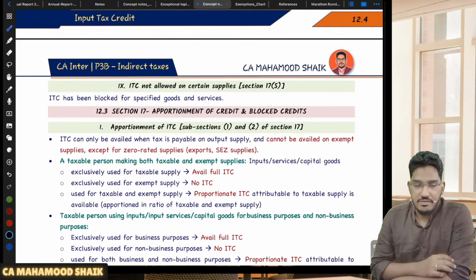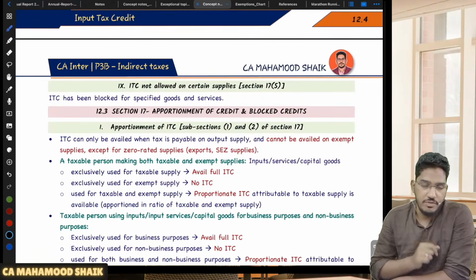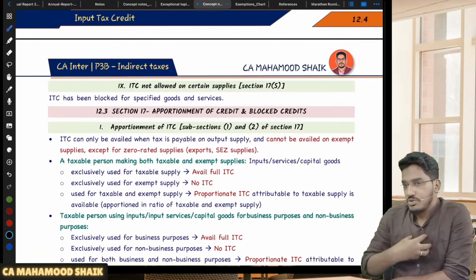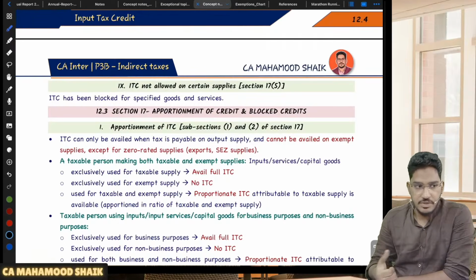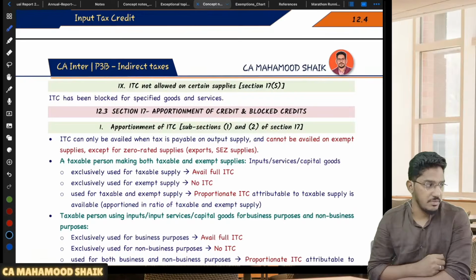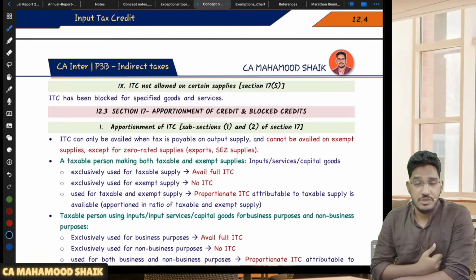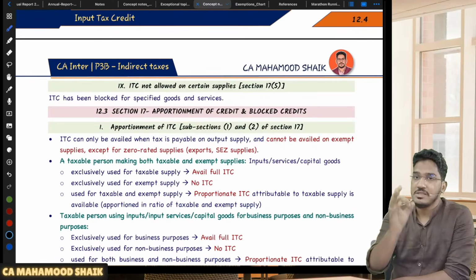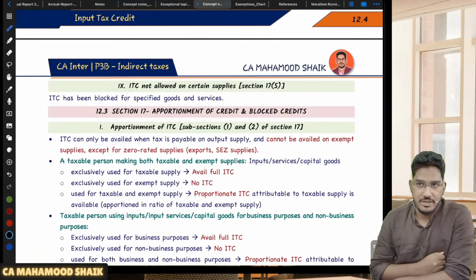Whatever conditions I have read now, you are required to fulfill all of them in order to avail the input tax credit. Sometimes what will happen is, you are a registered person, you are procuring inward supplies, and you are using them in the course or furtherance of the business, or you have an intention to use them so, but still the department will block the input tax credit. That means they will not let you take the input tax credit.